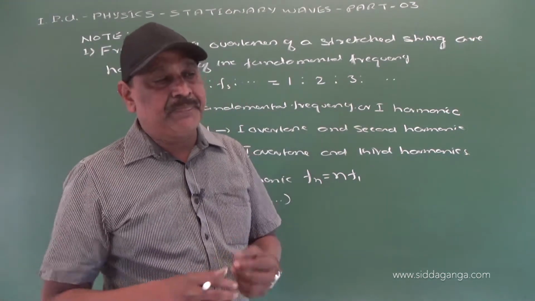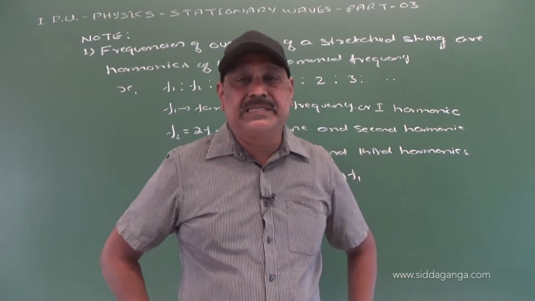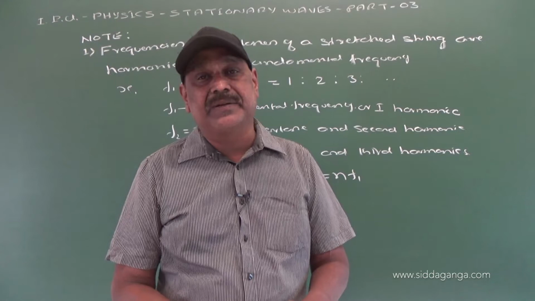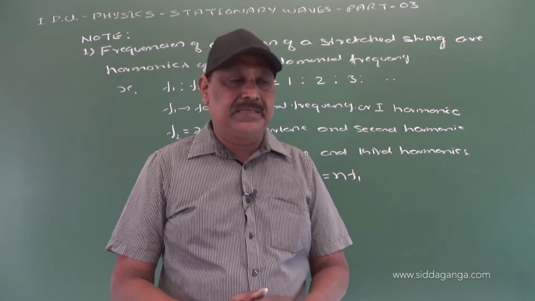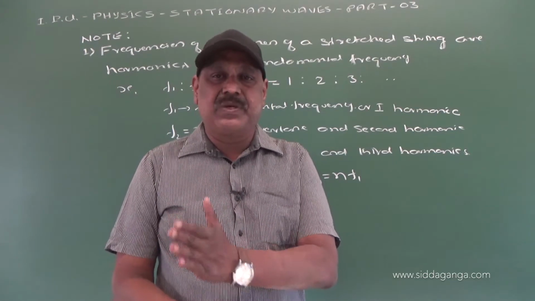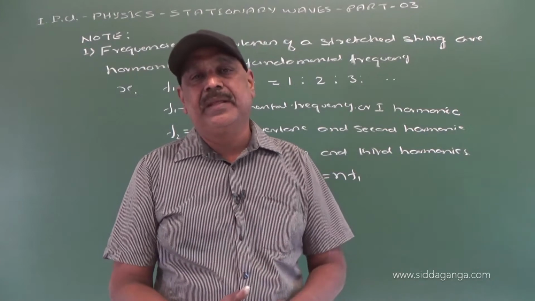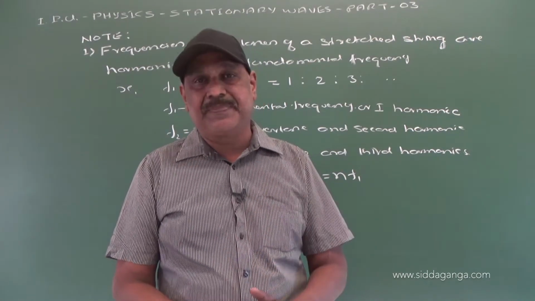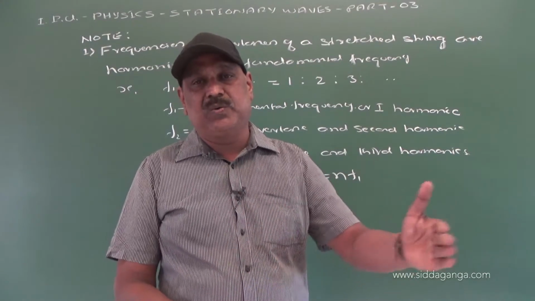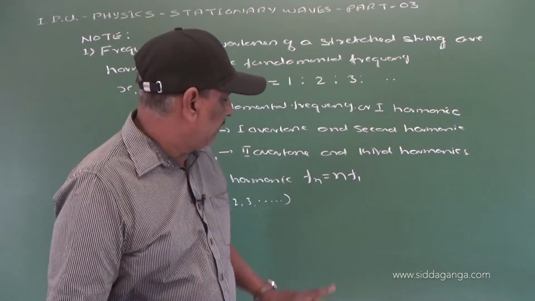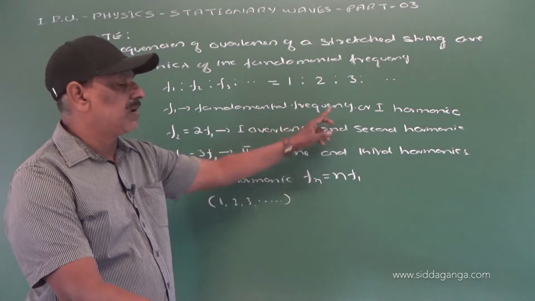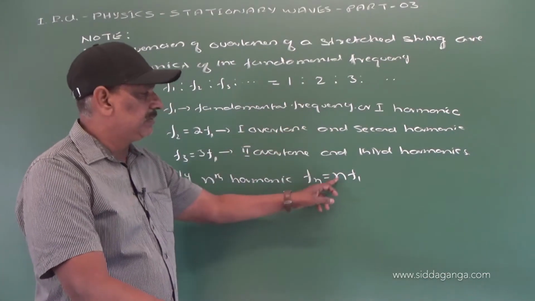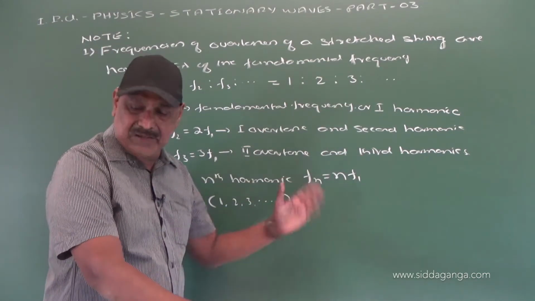Note that whenever we have a generalized expression including n, where n is an integer, in some cases it may start from 0, 1, 2, 3, etc. In some cases 0 will not be there. It starts from 1, 2, 3, 4, etc. If you put n is equal to 1, first harmonic, n is equal to 2, second harmonic, n is equal to 3, third harmonic, and so on.